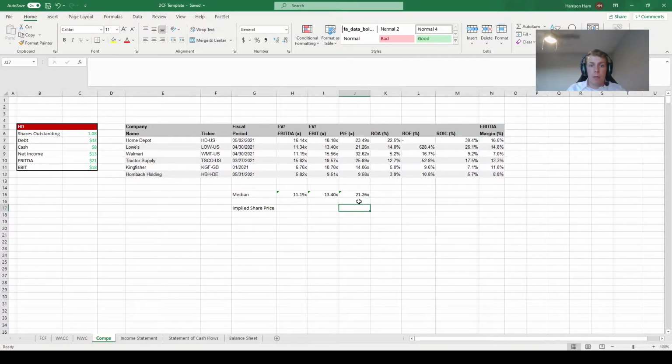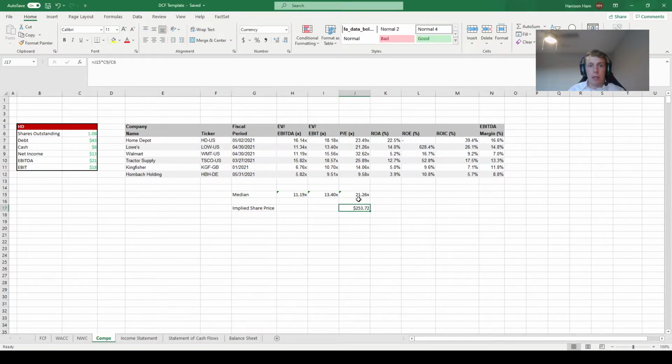So we take Home Depot's competitors' median PE ratio, and then we multiply that by earnings per share. So to calculate earnings per share, that's just the same thing as net income divided by shares outstanding. So we multiply by net income divided by shares outstanding, which is the same thing as multiplying by earnings per share, to get our implied share price of $253.